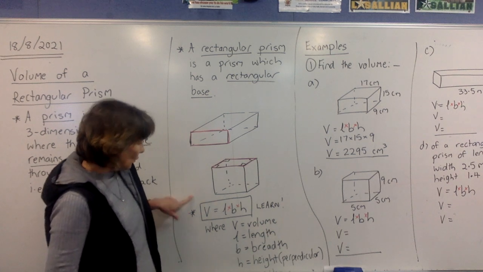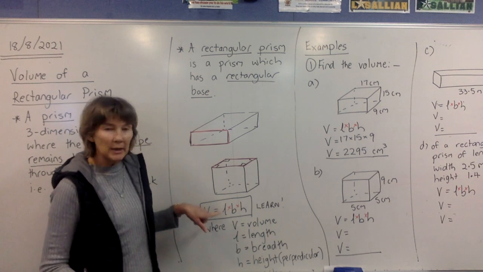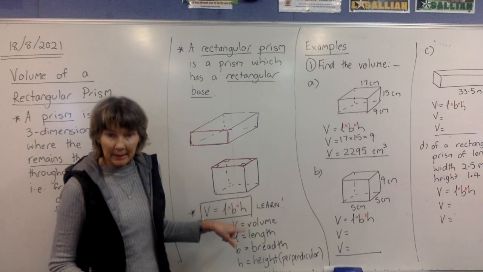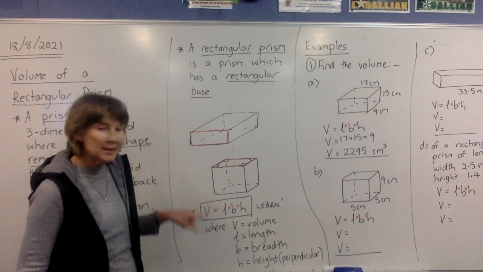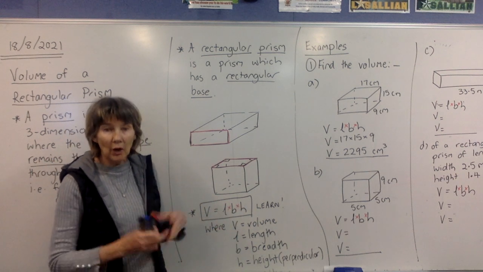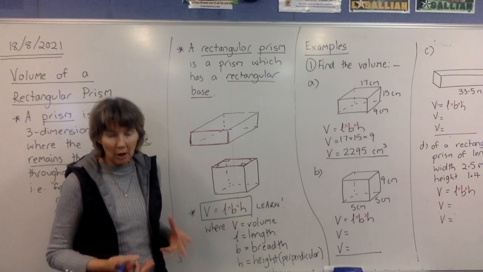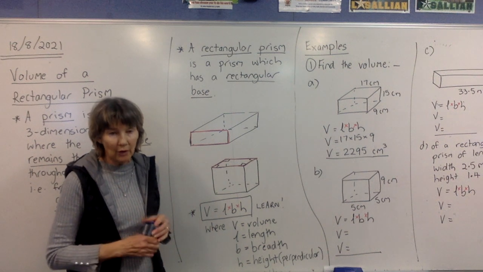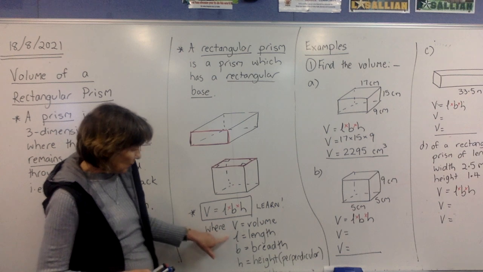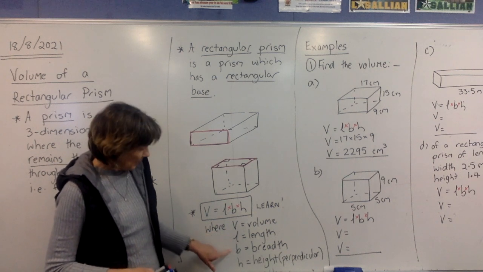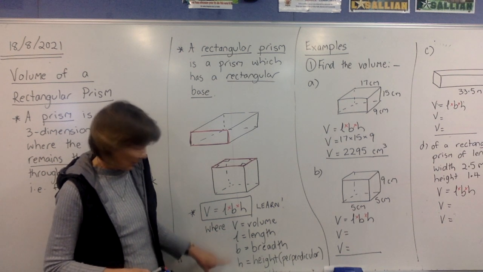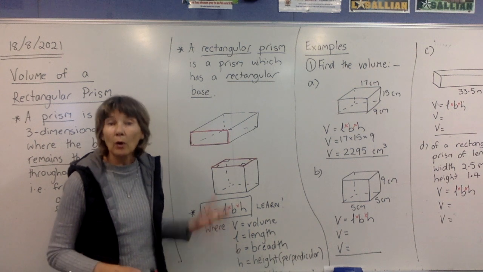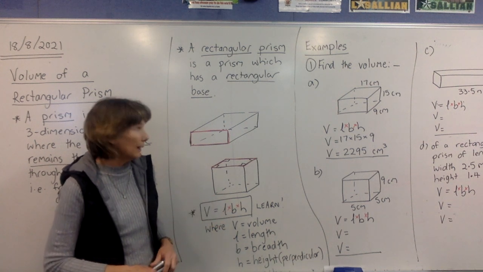Alright, so here's our formula. It's V equals L times B times H. The V stands for volume, and the volume is the space inside that we're trying to find. Okay, the L is the length, and B is the breadth, and H is the height. And remember, H is always a perpendicular height.